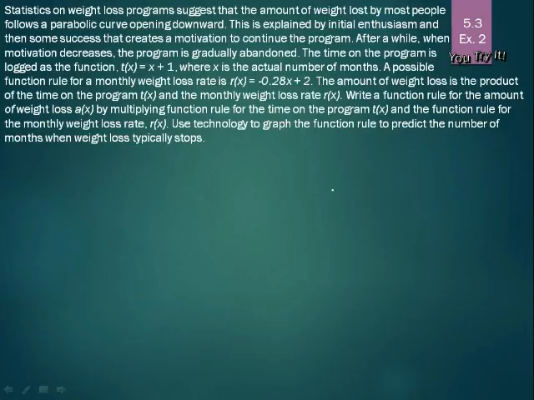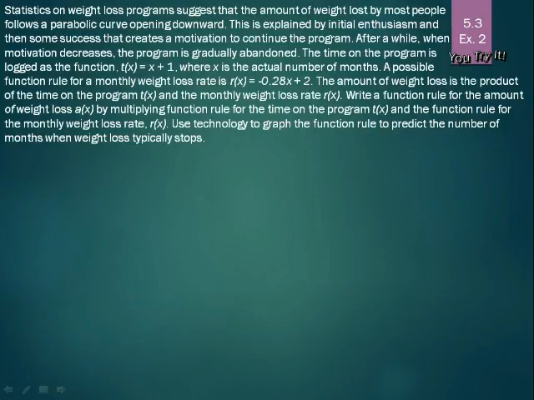Write a function rule for the amount of weight loss a(x) by multiplying the function rule for the time on the program t(x) and the function rule for the monthly weight loss rate r(x). Use technology to graph the function rule to predict the number of months when weight loss typically stops.